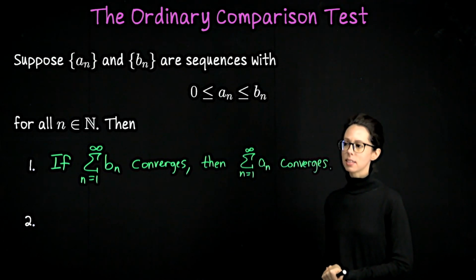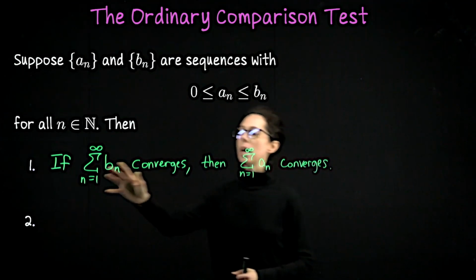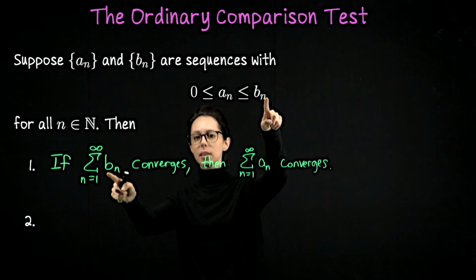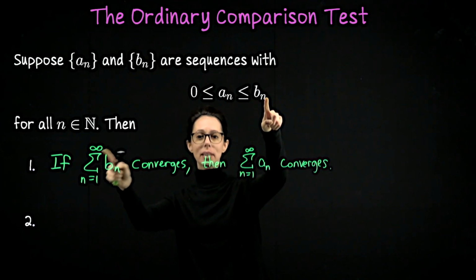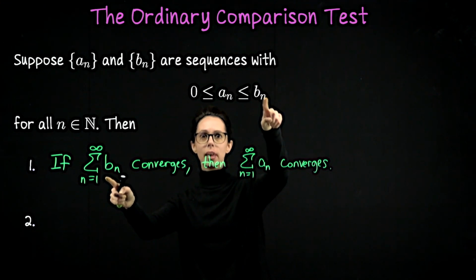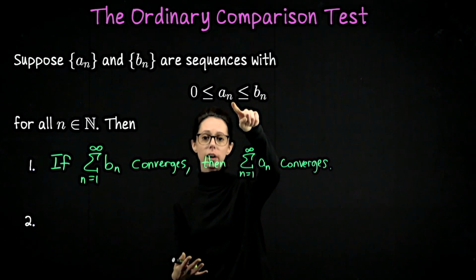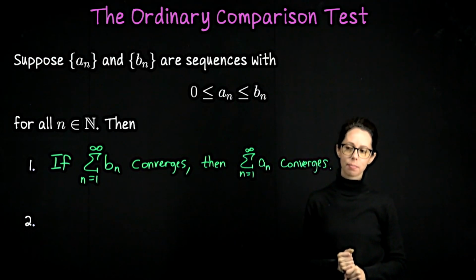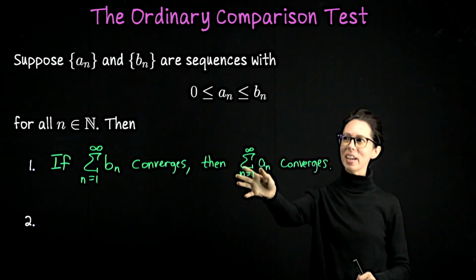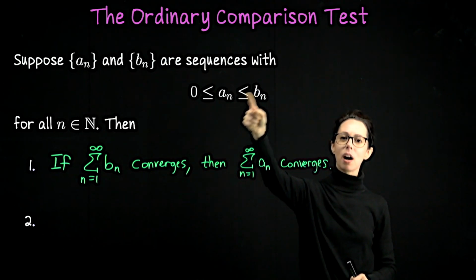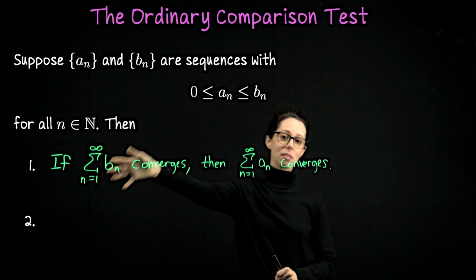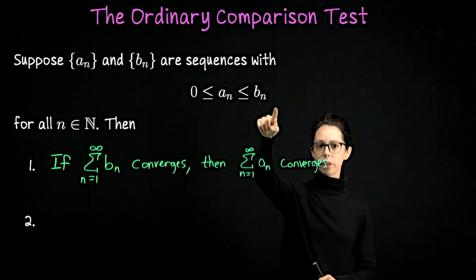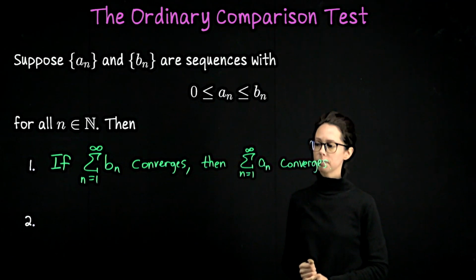What this says is if I am able to add up the larger numbers and have them add up to something finite, so this sum exists and equals a finite number, then since these terms are smaller, if anything, they are also going to add up to something finite. So this is not going to grow to infinity if all of the terms are smaller than something which doesn't go to infinity. Okay, so if the larger one converges, the smaller one converges.